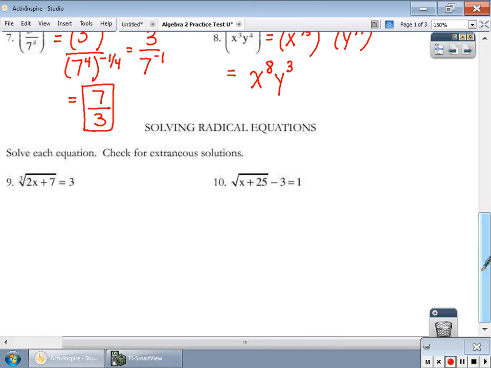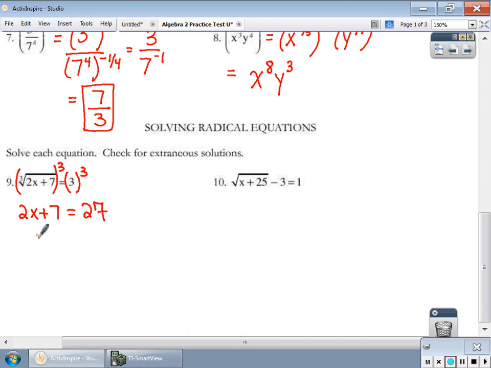So now we're going on to solving. There's 5 questions that you need to solve on your test, and you need to show your solution. Here we have the cube root of 2x plus 7 is equal to 3. I'm immediately ready to cube both sides. You'll notice that this one does not have a number added or subtracted as opposed to number 10, which does. So we're ready to cube both sides here. And so we have the cube root cubed, it's just 2x plus 7 equals 3 to the 3rd, 27.